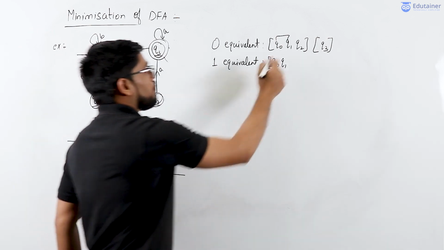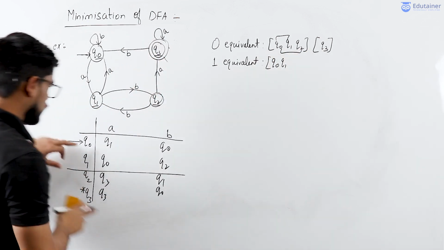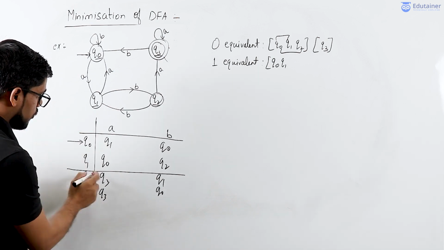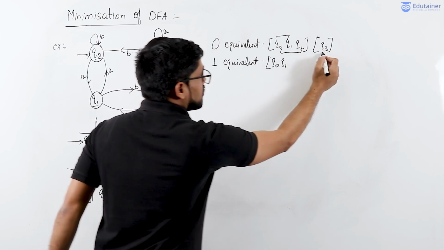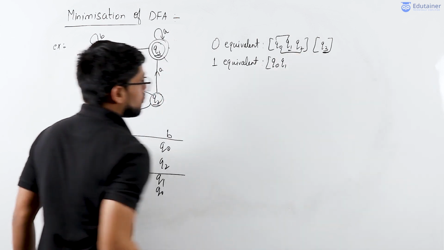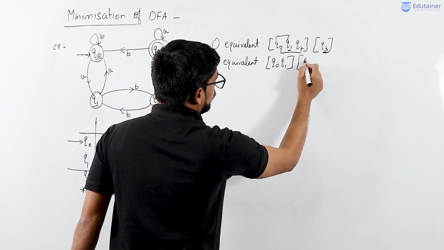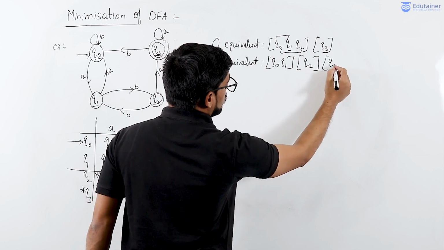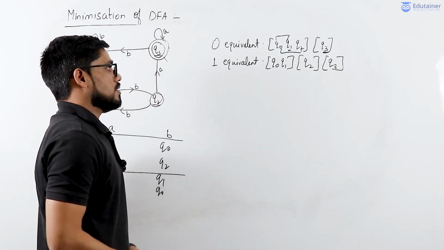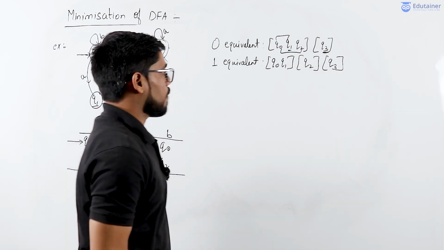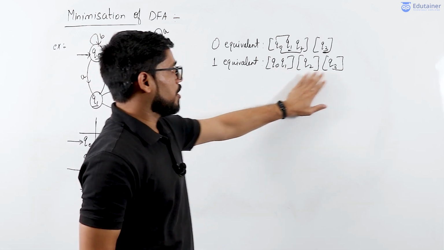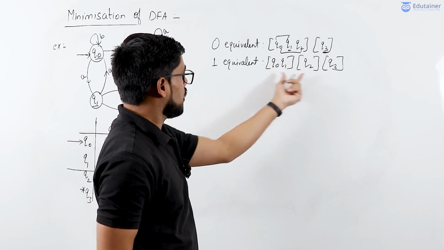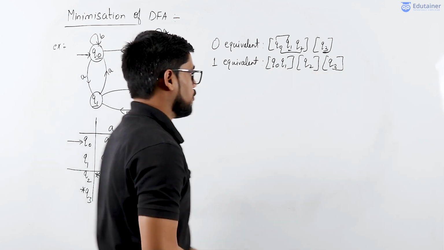Now compare Q0 and Q2. Q0 and Q2 on small a will go to Q1 and Q3. Here Q3 is the final state. So Q3 is present in a different box and Q1 is present in a different box. That means Q2 is now separated and comes under a single box, and Q3 is also in a separate box. So here I have got three different boxes: Q0 and Q1 in the same box, Q2 in a different box, and Q3 in a different box.